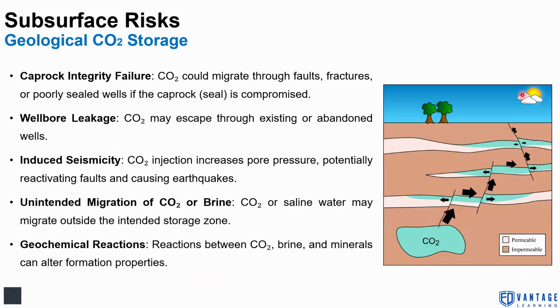First, cap rock integrity failure, where CO2 can migrate through faults, fractures, or poorly sealed wells, and the cap rock is compromised. Also, wellbore leakage: CO2 may escape through existing or abandoned wells. Induced seismicity: injection pressure increases pore pressure, potentially reactivating faults and causing earthquakes. Also, unintended migration of CO2 or brine: CO2 or saline water may migrate outside the intended storage zone, and the water may be contaminated with CO2. Also, geochemical reactions between CO2, brine, and minerals can alter the formation properties.